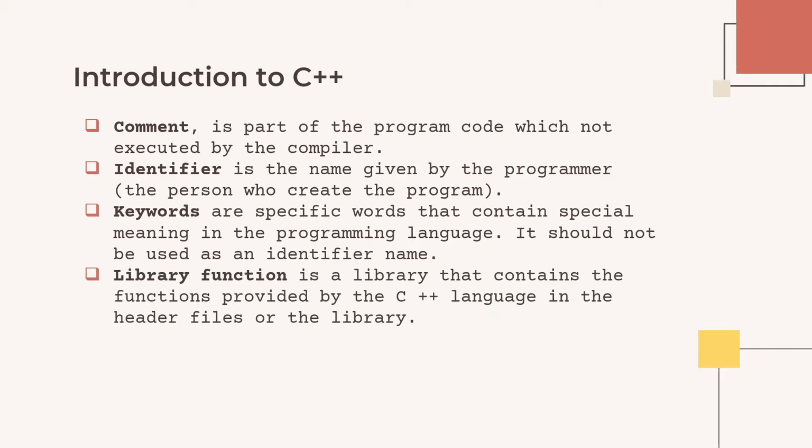And the next is library of function. In contrast with the keyword, a library of function is a library that contains the functions provided by the C++ programming language in the header file or the library. The functions are used to perform a particular task. Functions are grouped according to type and characteristic and also stored in a file with the extension .h. For example, the function cout is stored in the library file iostream.h, and cout is used to print on the screen.